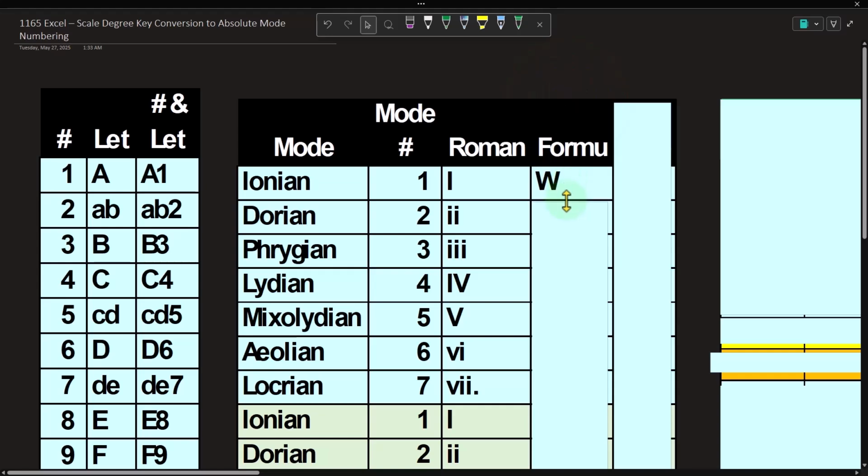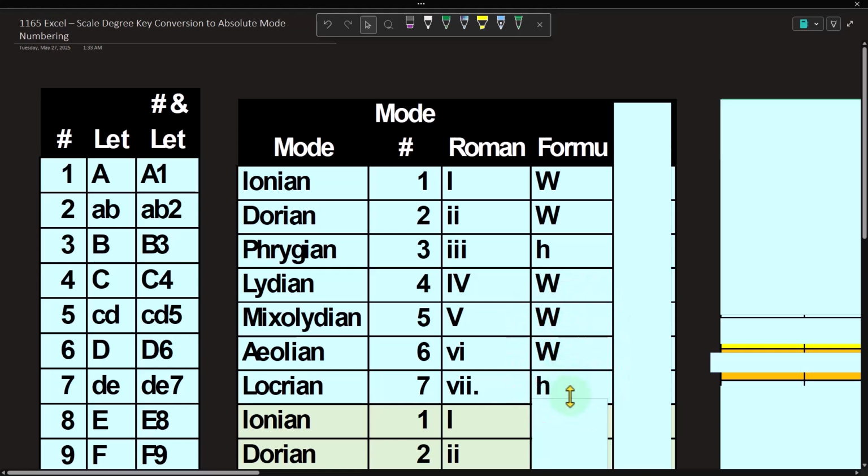So then we have the formula, which you could state as whole and half steps. This is one of the ways we work with it. Remember, the formula is kind of in between these numbers. If we're going from the 1 to the 2, it's a whole step. From the 2 to the 3, it's going to be a half step. From the 3 to the 4, a whole step. 4 to 5, a whole step. 5 to 6 is a whole step.